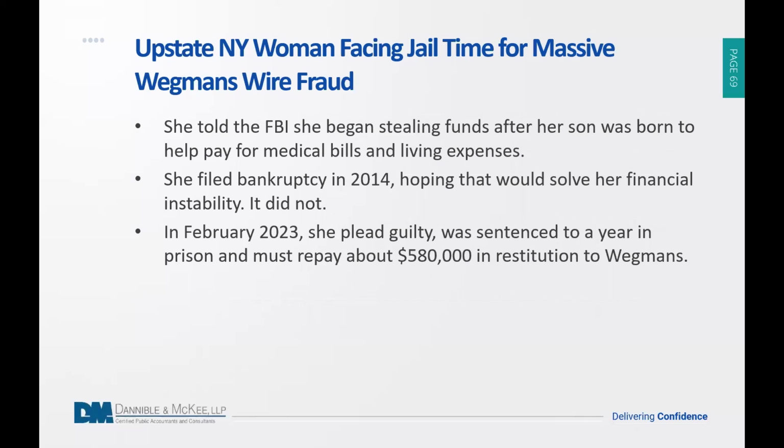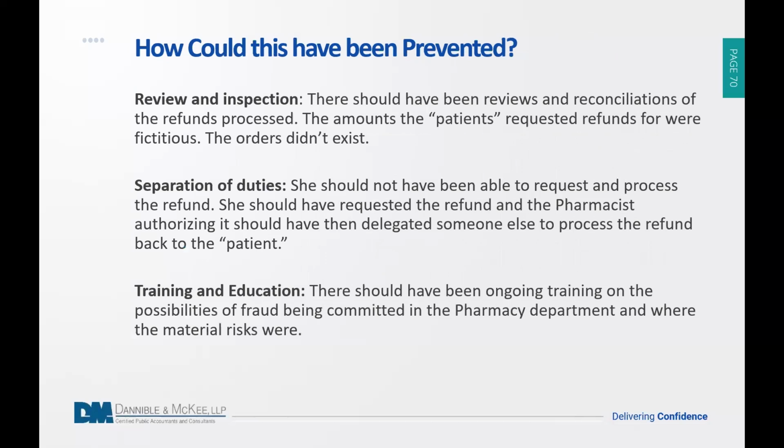She filed for bankruptcy in 2014, but that didn't solve her financial problems. And in February of 2023, she pled guilty. She's going to have to pay Wegmans back about $580,000, and she's going to jail for a year. How could this have been prevented?